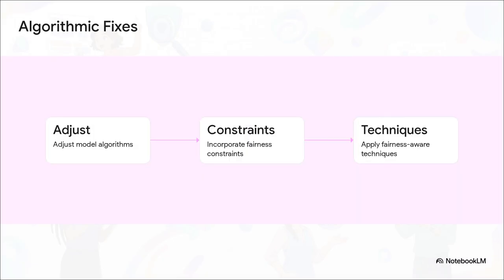So to mitigate this, developers literally have to pop the hood and get their hands dirty. Step 1, they manually adjust the algorithms. Step 2, they hard-code strict fairness constraints. Basically rules yelling, hey, you cannot treat this demographic differently. And step 3, they apply advanced fairness-aware machine learning techniques to actively push down that bias while the model trains.